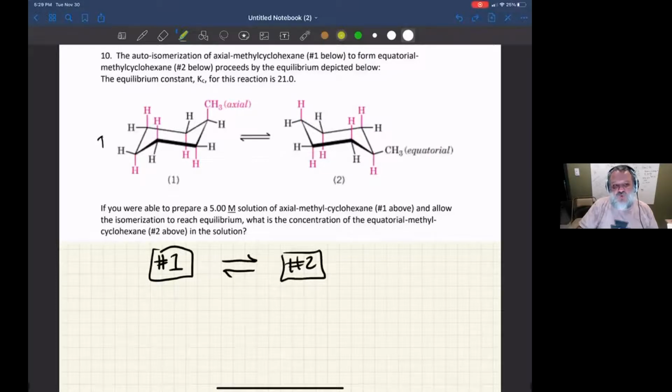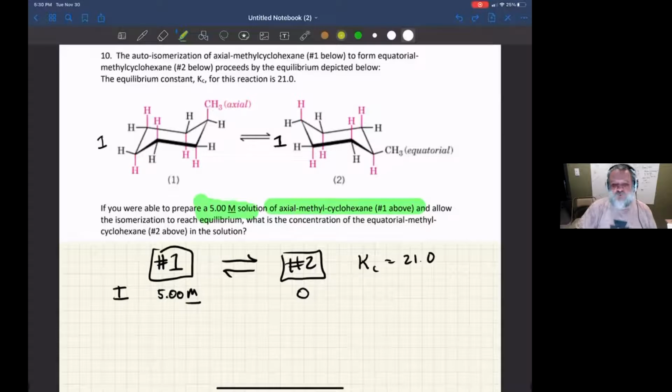It's an equilibrium. The stoichiometric coefficients are 1. There's an equilibrium constant. It equals 21. Now, the problem specifies that I start with a 5 molar solution of number 1. So it's giving me this idea that I can have an initial concentration of 5 molar. So then what's the initial concentration of number 2? Well, of course, it's 0. So how is it going to change?